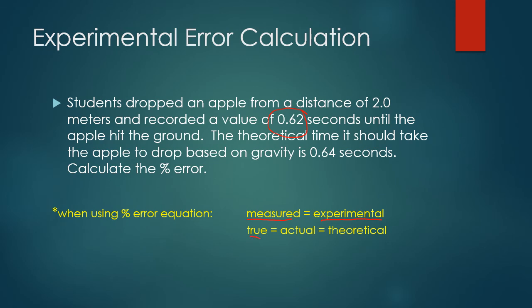The true value is going to be the actual, the theoretical value, the proven value, the value that you would get from a table. So the 0.64 is going to be the true value that you insert in that equation. A clue to figure that out is the word theoretical. The theoretical time is 0.64. So you take those numbers, plug them into the equation on the previous slide, multiply by 100 and solve. We will work through this problem in class and a few other experimental error calculations.